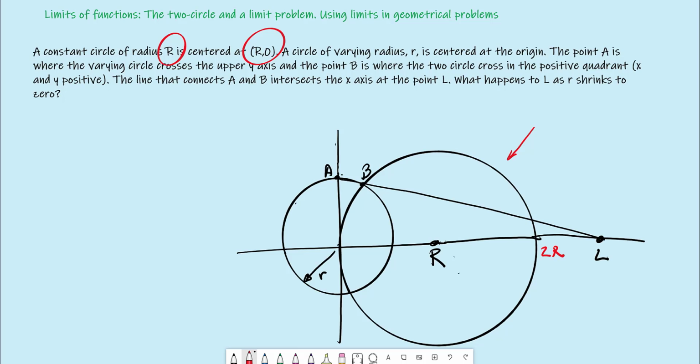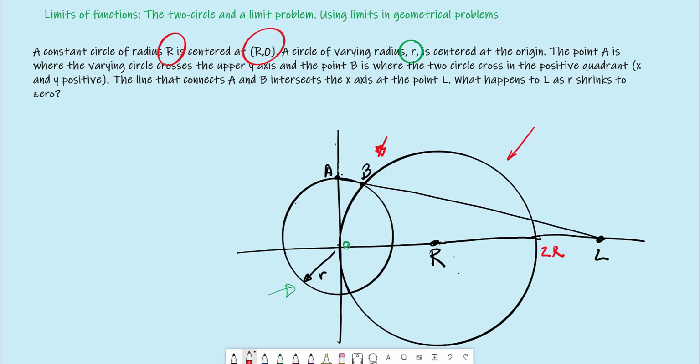Then we have a shrinking circle with a variable radius r. It is centered at the origin, the point 0, 0, and it's varying in that the radius can change. So our small r here is a varying variable. And the two circles will cross each other at a certain point. They'll cross right here at B.